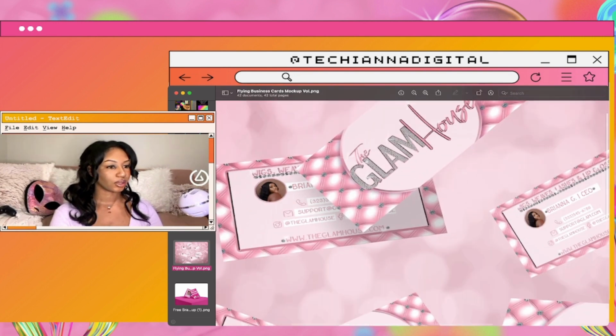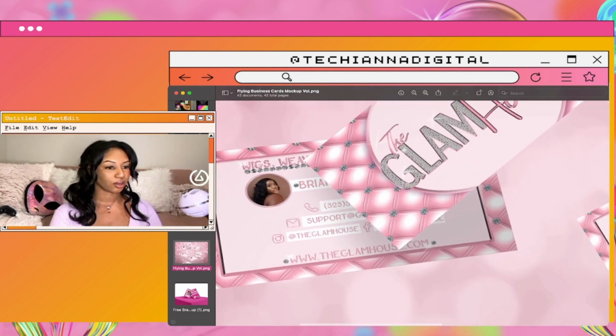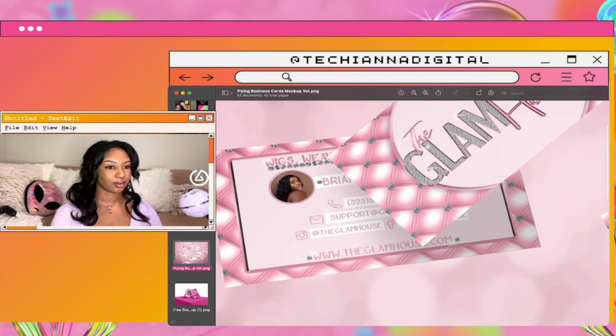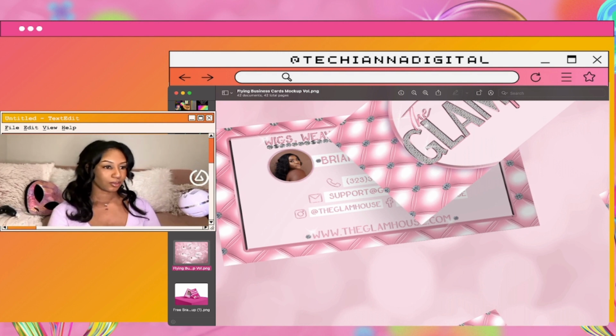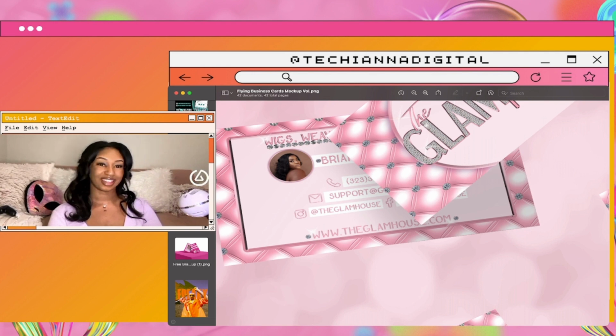Here we go with this again, the glam house, and oh my god, y'all, look at these business cards. Oh my god, they're cute, but not for a business, especially not in 2022. It's needless to say, I do not use the bevel and emboss tool hardly anymore in Photoshop. So I just had to put that out there, definitely.